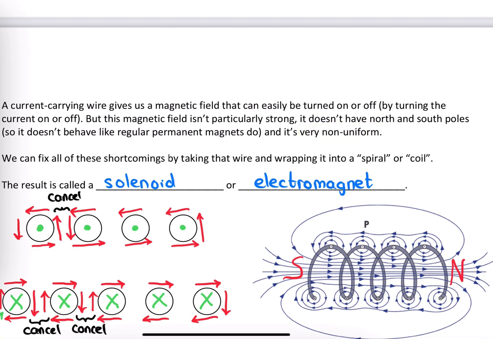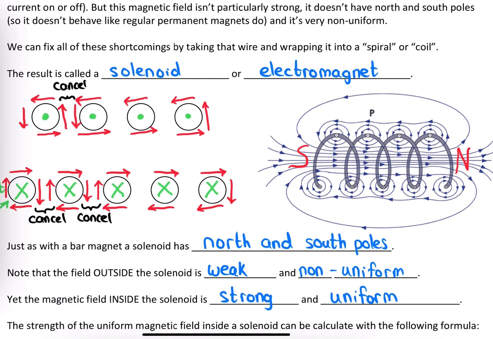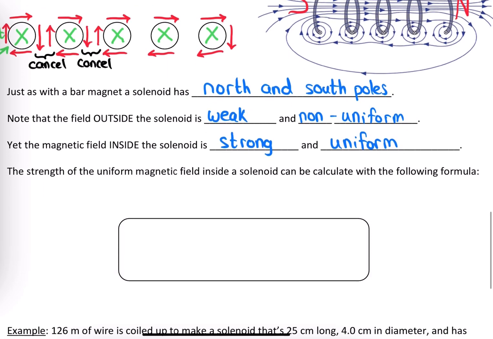Inside the solenoid, we have a field that is very uniform. And to top it all off, just like the plain wire, because this magnetic field is created by an electric current, we can turn it on and off at will. We've created a powerful, uniform magnetic field with obvious north and south poles that we can turn on and off whenever we want.